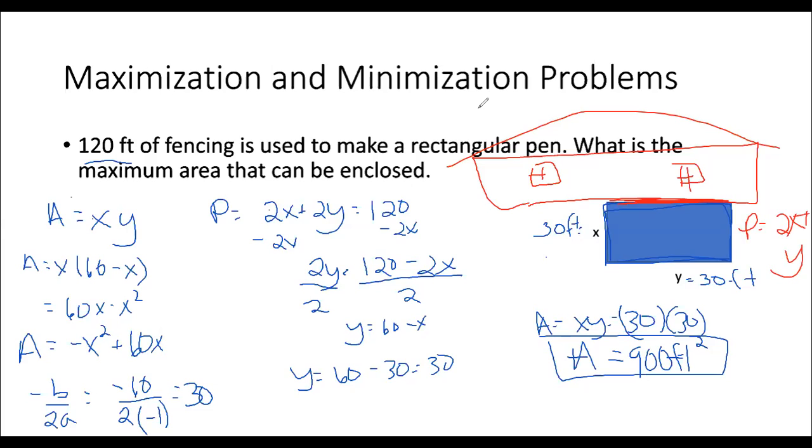And there are other optimization problems or maximum minimum problems, and again, you're going to be looking for two equations and looking to substitute into the equation that you want to maximize or minimize, to be able to get into some sort of quadratic equation that you can manipulate.